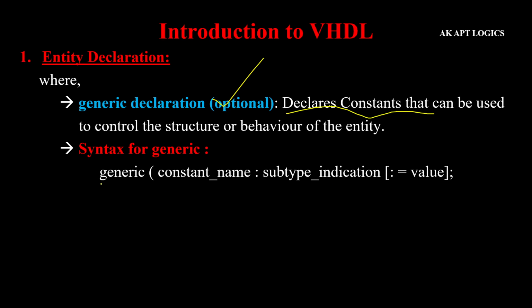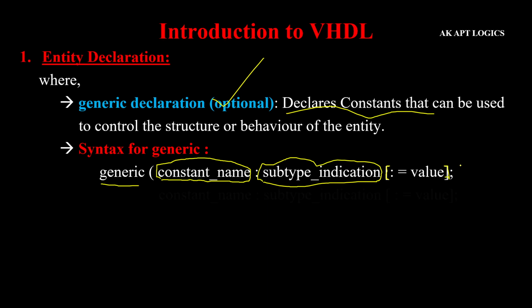Generic is a keyword. Then open parenthesis. We should give the constant name; it is an identifier. Subtype indication: you should mention the type of the constant, whether it may be integer or any other type. Then colon equal to value, close parenthesis, semicolon. This is the syntax.